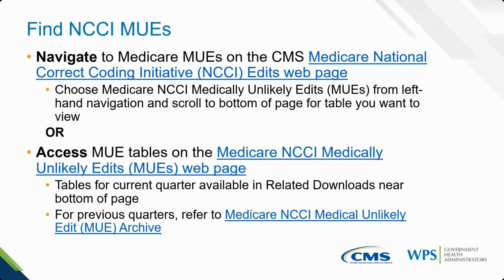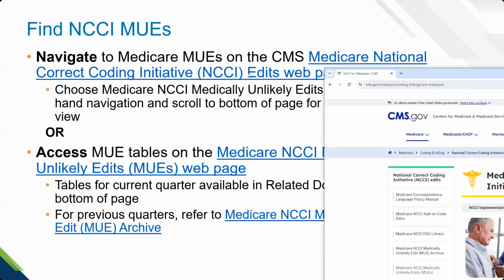Either way, when you navigate to the medically unlikely edit page on the CMS website, you will find links to tables for the current quarter in the related downloads near the bottom of the page. Now remember, if you're seeking edit tables for previous quarters, you're going to need to use the link listed on the bottom of this slide, and that's going to take you to the MUE archive. So let's take a look now at what that page looks like.